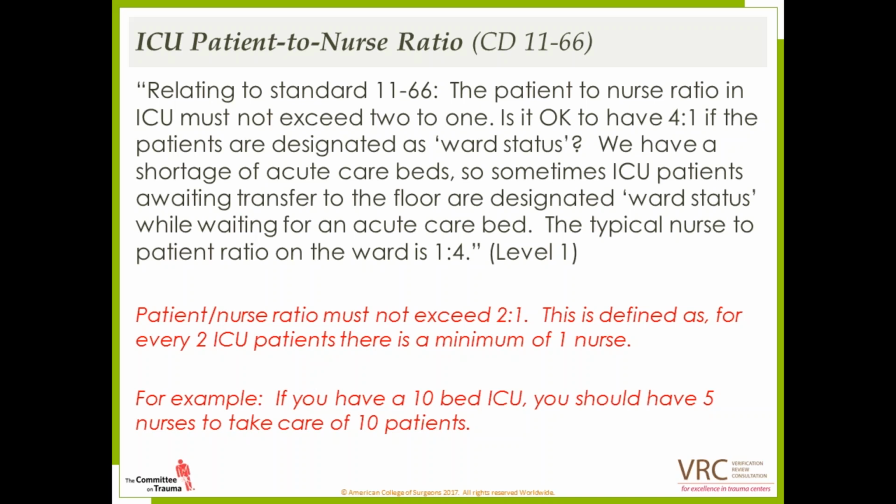ICU patient to nurse ratio relating to standard 1166, the patient to nurse ratio in ICU must not exceed 2 to 1. Is it okay to have 4 to 1 if the patients are designated as ward status? We have a shortage of acute care beds, so sometimes ICU patients awaiting transfer to the floor are designated ward status while waiting for an acute care bed. The typical nurse to patient ratio on the ward is 1 to 4.